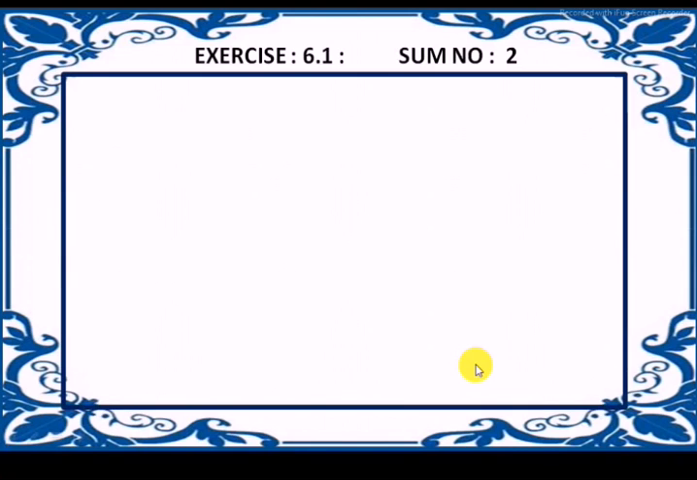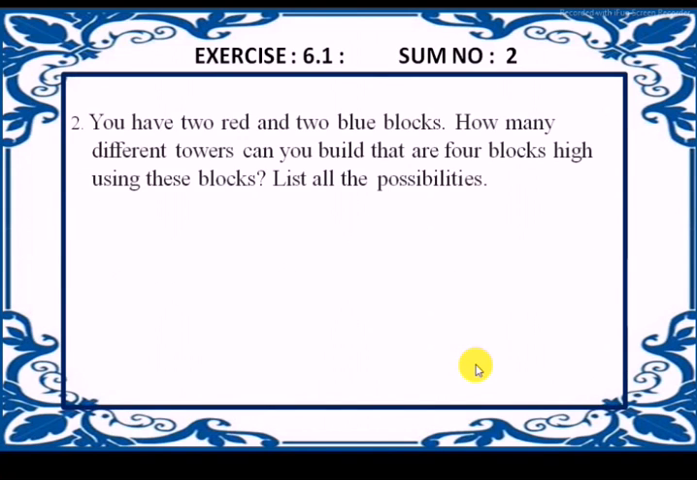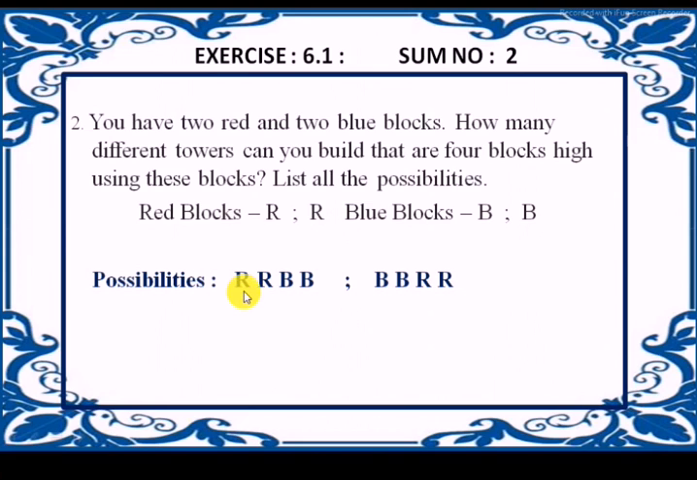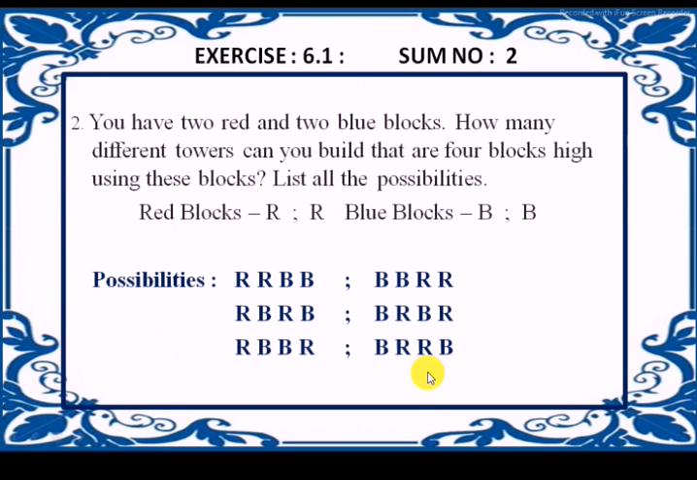Let's move to sum number 2. You have 2 red and 2 blue blocks. How many different towers can you build that are 4 blocks high using these blocks? List all the possibilities. So red blocks, we'll take it as R and R. Blue blocks are taken as BB. So the possible arrangements are RR, BB, BB, RR. Then you have alternate ways: RB, RB, BR, BR. And then we have red down and above, and similarly blue down and above, BRRB.